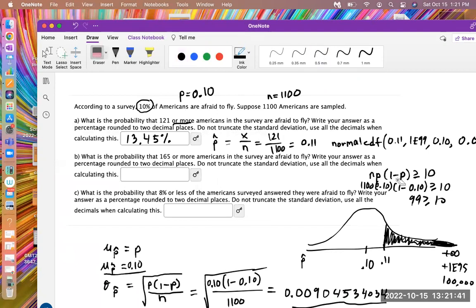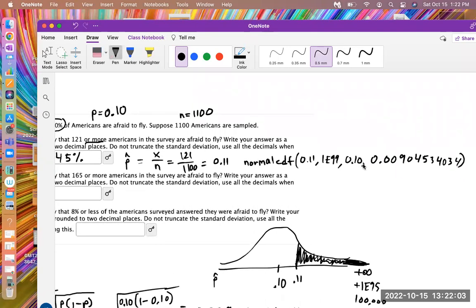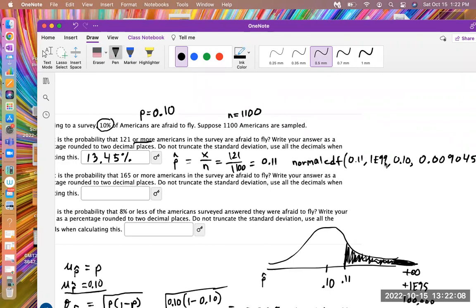All right, so part 2 is very similar. We already did all the hard work of finding the mean and standard deviation. It says, what is the probability that 165 or more Americans are afraid to fly? And write your answer as a percentage rounded to 2 decimal places. So we're going to do the same exact thing, normal CDF. The mean and standard deviation are going to be the same. It is 165 or more, so the upper bound is still going to be 1E99. The only thing that's going to be different is this starting proportion.